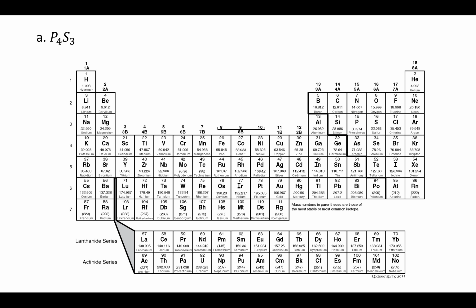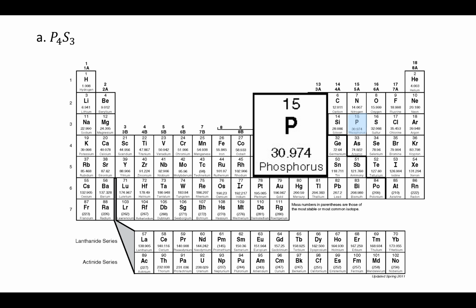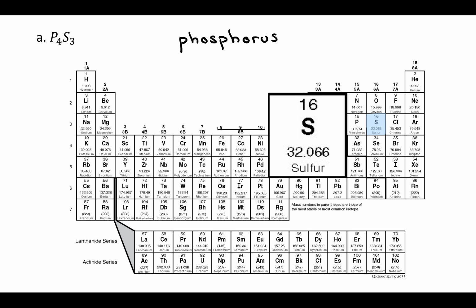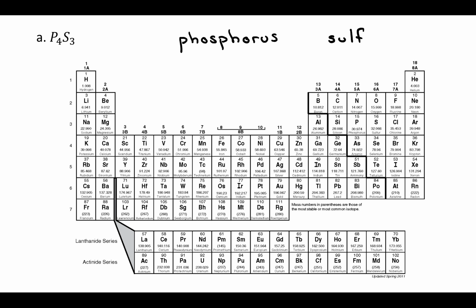To name a covalent compound, take the first element, here P, that's phosphorus, and name it exactly as it is in the periodic table, so phosphorus. For the second element, here S, take just the first syllable, so the first syllable of sulfur is sulf, and write that down. Now, to show that those two elements are combining together, add the ending IDE to the end of the second element.